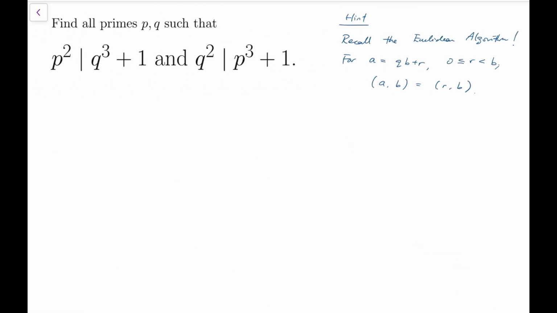Two things came to my mind when I first saw this problem. The first one is that the two expressions are symmetrical, which means that if I swap the positions of p and q, the statement is still the same. So I can say that by symmetry, or without loss of generality, I can say that p is the larger number. Then from this, I can pick to consider p squared divides q cubed plus 1.